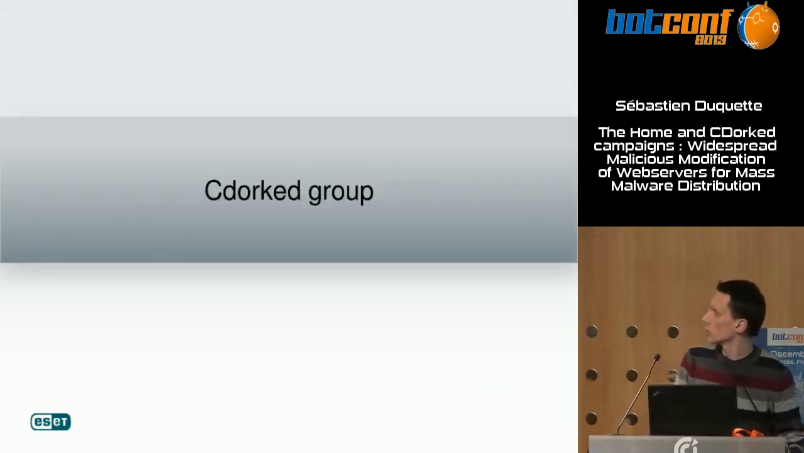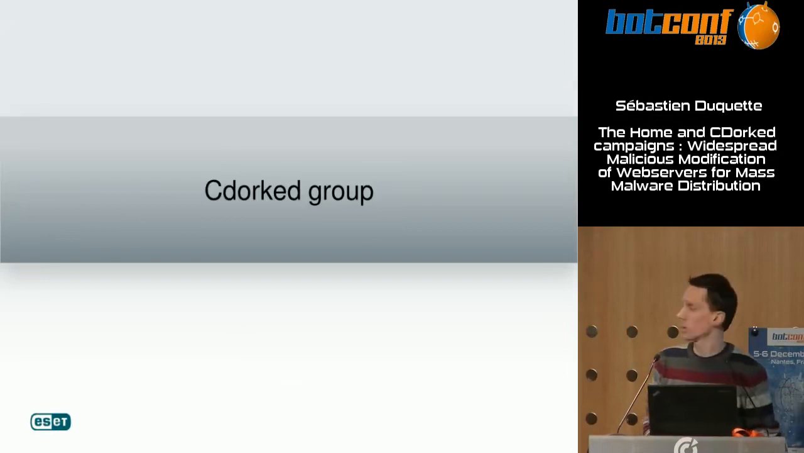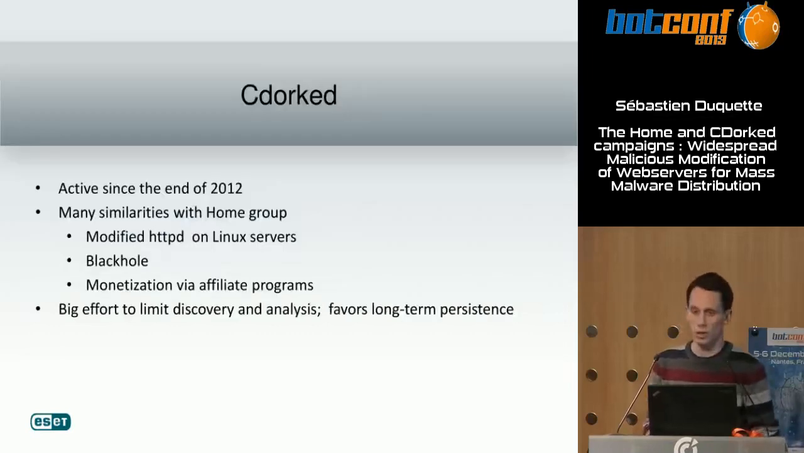The second group I want to talk about is CDorked. There's a lot of similarity between this group and the other one in the way they work. They are also using compromised Linux servers. In this case, it's a modified HTTP daemon. They would replace the daemon instead of using a module. They were using Blackhole, and they were also using third-party or affiliate programs to monetize their traffic.